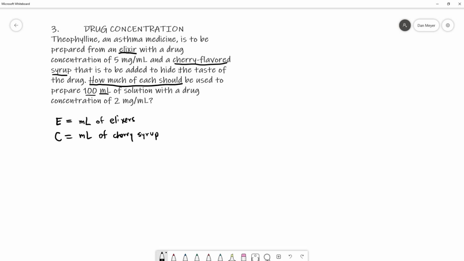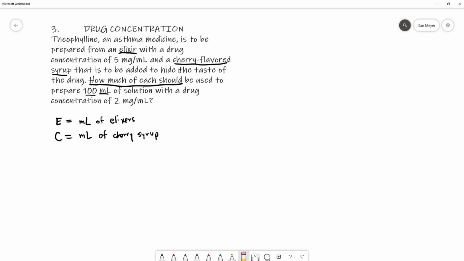It's always good to use variables that are meaningful. Like in the last problem we had X and Y. Yeah, X and Y are easy to work with, but with E and C, I'm going to remember that there's a story at the end, okay?